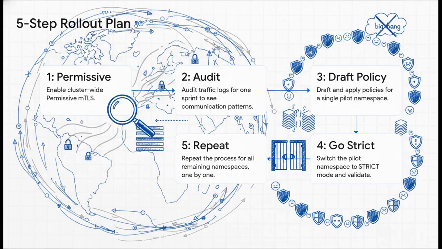You write the policies, switch it to strict, and you make sure everything still works. Once that's stable, you just rinse and repeat for the next namespace. This isn't a big bang change. It's methodical, it's safe, and it builds confidence across your whole organization.